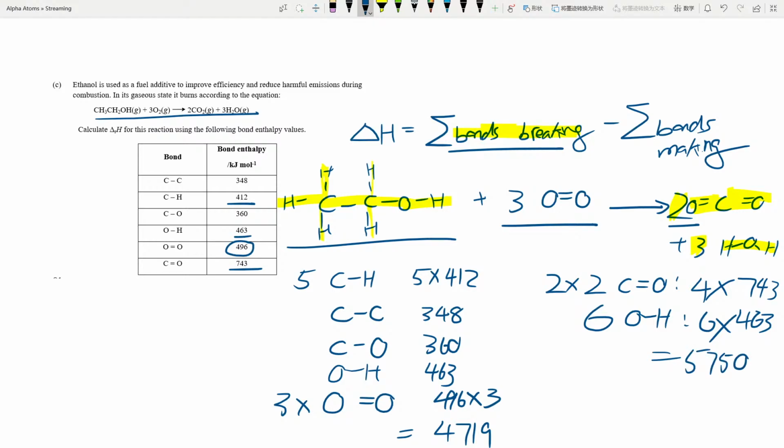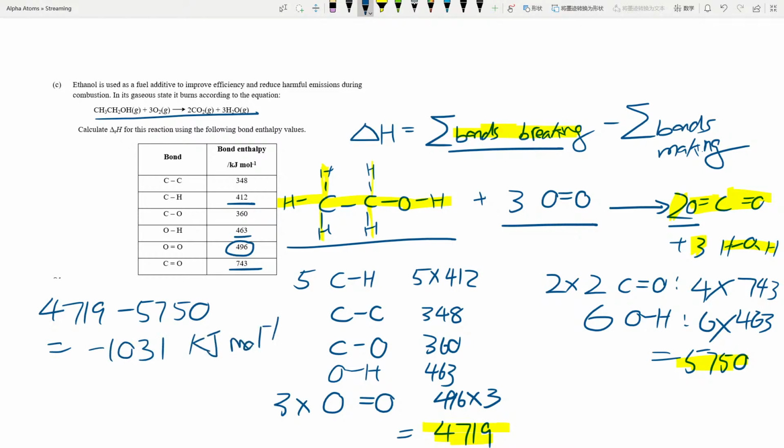So this is going to be an easy subtraction. That's bonds breaking, that's bonds making. Take a difference, so it will be 4719 minus 5750, and that gives us negative 1031 kilojoules per mole. And if I want to round to 3 significant figures, it is negative 1030 kilojoules per mole.